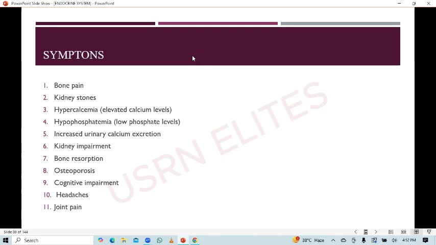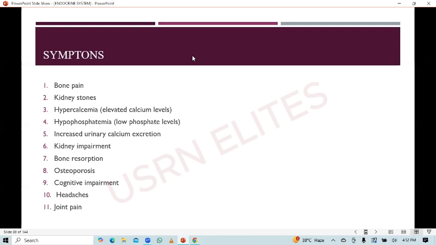Okay, so let me talk about the kidney stones. I'm sure you all know several types of kidney stones, that is, renal calculi, right? You all know this. When calcium begins to build up in the kidneys, it leads to renal calculi. So one symptom of hyperparathyroidism is kidney stones.